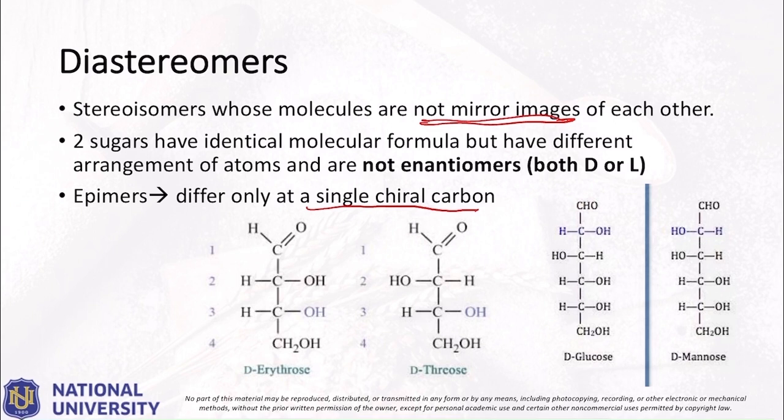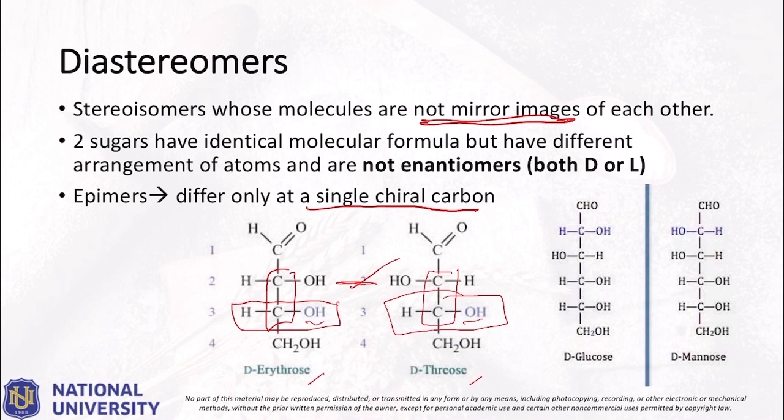So for example, we have here the D-erythrose and D-threose. So ano lang yung pinagkaiba nila? Differ only at a single chiral carbon. So ito yung mga chiral carbons natin, right? Dito, same sila. Dito, hindi. No, ito yung mirror image sila. So, differ only at a single chiral carbon, epimers.